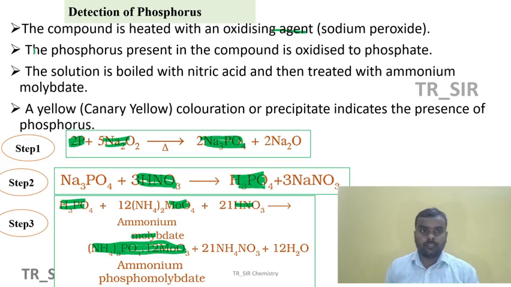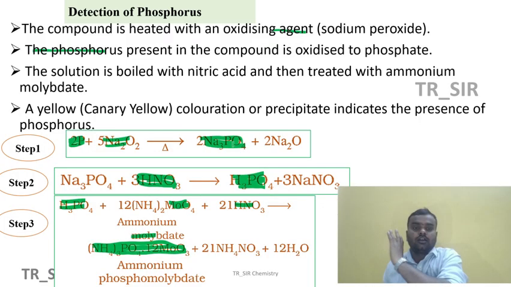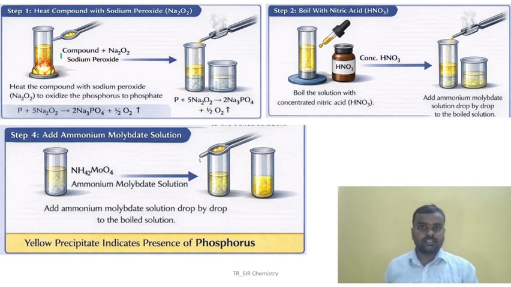You can see step by step. The phosphorus present in the compound is oxidized to phosphate first. Phosphorus converts into phosphate. Then phosphate is treated with the ammonium molybdate, giving ammonium phosphomolybdate. That color will be canary yellow. See the step by step here again.